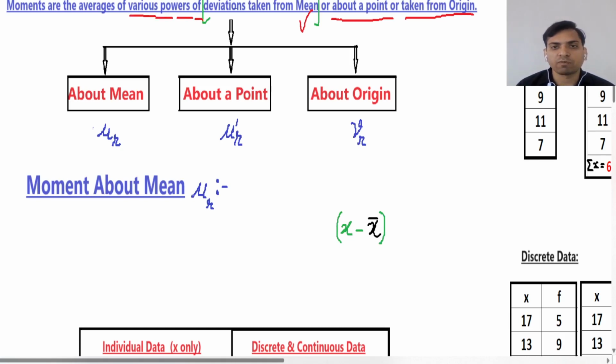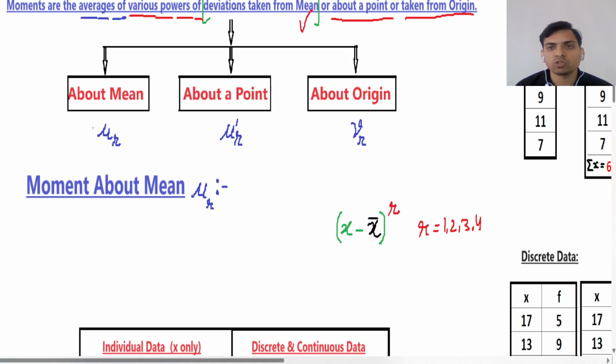So various powers means power may be 1 or power may be 2 or 3 or 4. So we can write a general term r for these various powers, where r equals 1, 2, 3 and 4. 4 moments are required. So next, previous word: this is average of various powers.